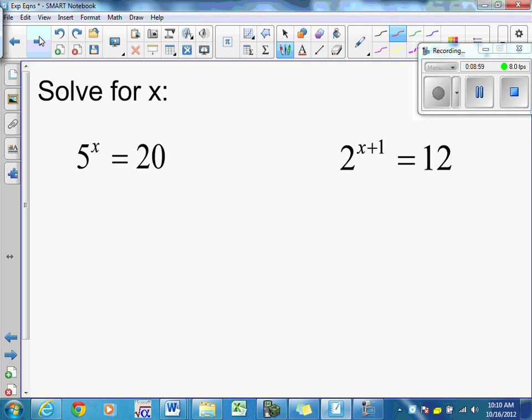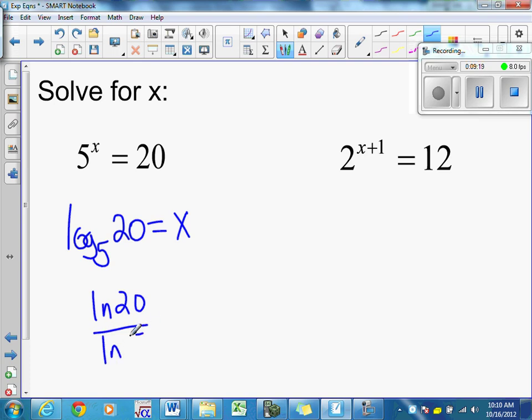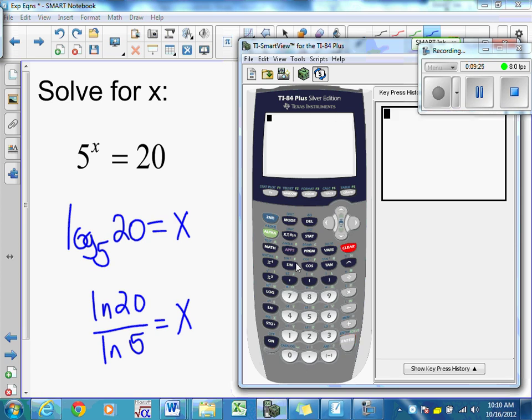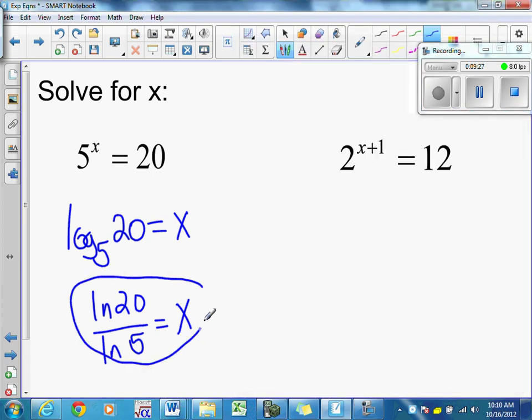So let's look at 2 answers. 5^x equals 20, and 2^(x+1) equals 12. So 5^x equals 20. Write it in logarithmic form. Hopefully we know how to do that easy by now. This is just log base 5 of 20. So x is natural log of 20 over natural log of 5. And then we could put that in our calculator to find what that is as a decimal, or we can just leave it like that.